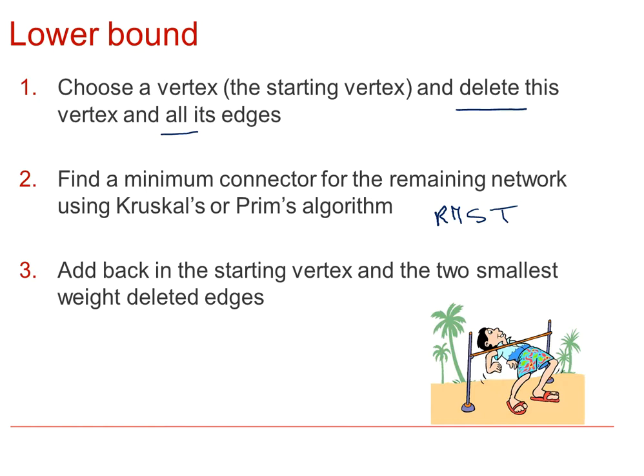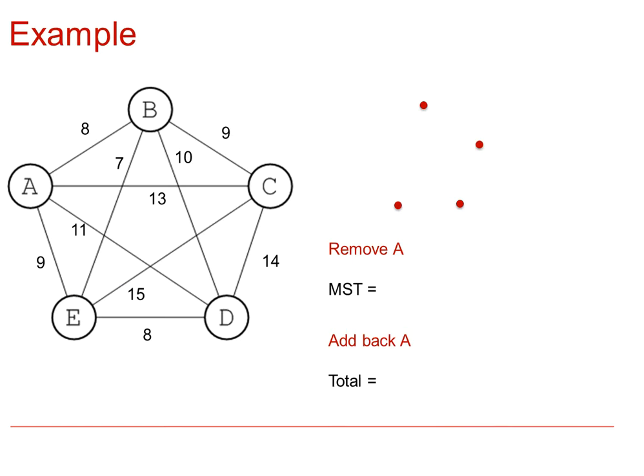Then we need to add back in the starting vertex with the two smallest weight deleted edges or arcs. So we note we've got a minimum spanning tree and then two arcs adding back in that starting vertex, and this is unlikely to form a Hamiltonian cycle. So using the same example as in the previous video when we found an upper bound, let us now look for a lower bound.